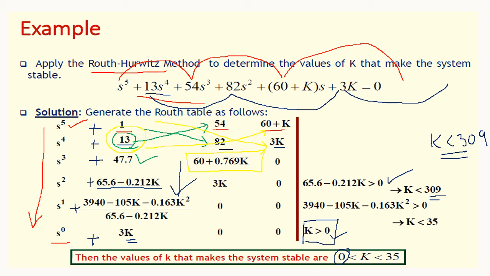Now let us test this for the second equation. In the second equation we have 3940 minus 105k minus 0.163k square, which should always be greater than 0. So k square, that means there are two k values. In that we get one k value as 35. So the range of k where the system becomes stable is from 0 to 35.